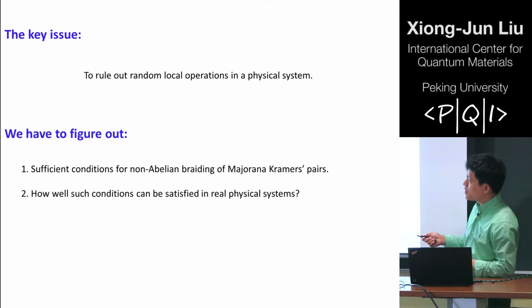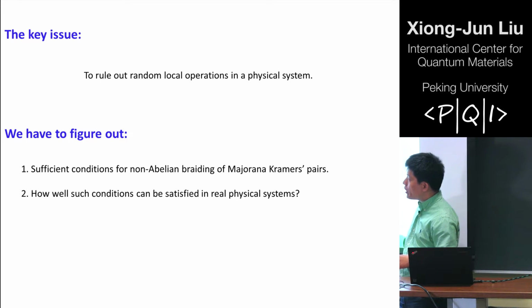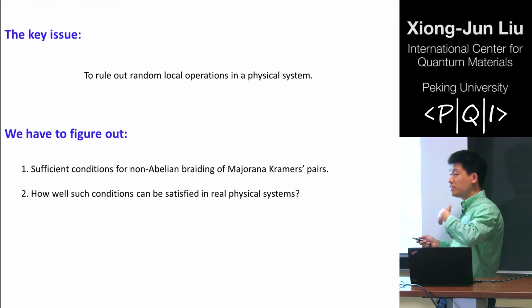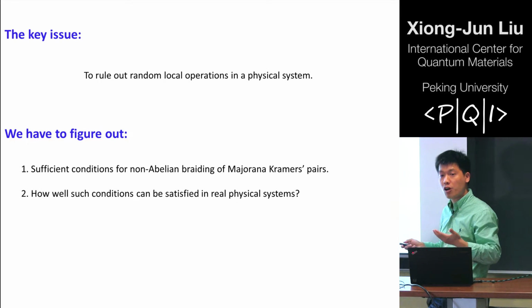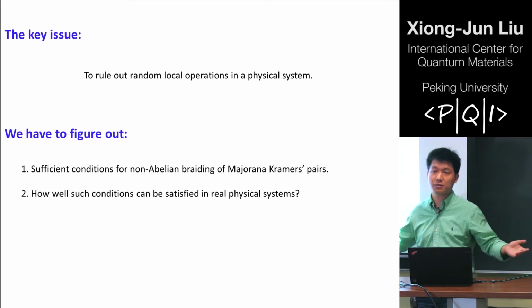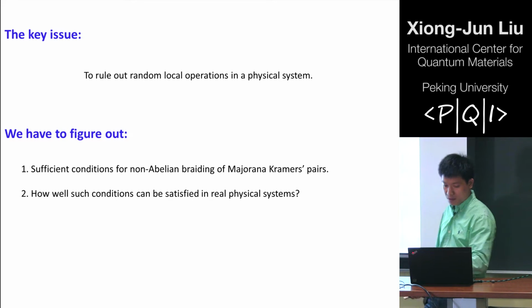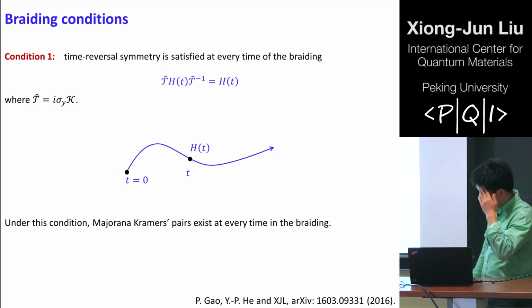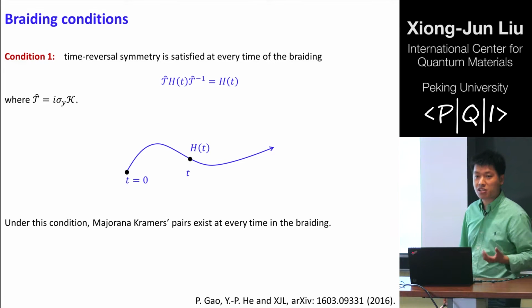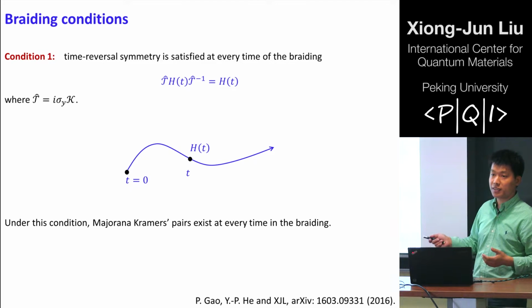So first of all, we should figure out the sufficient conditions for non-abelian braiding of Majorana Kramers pairs. Furthermore, we should ask how well such conditions can be satisfied in real physical systems. Or suppose these conditions are not satisfied, how badly will the system deviate from the ideal situation? These are the two questions we should answer. Actually we have figured out the answers, but first we present the sufficient conditions for the braiding.